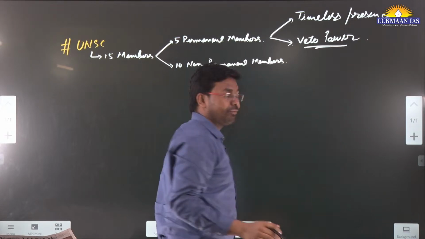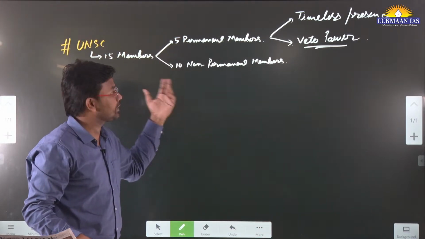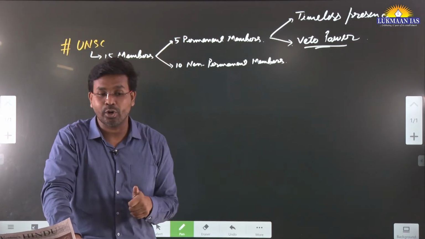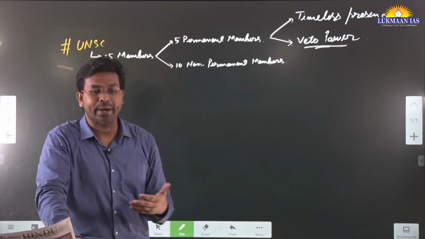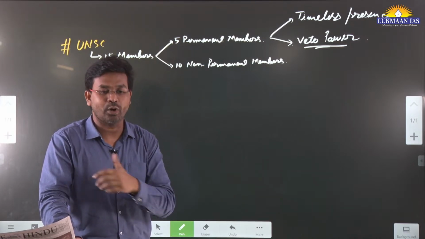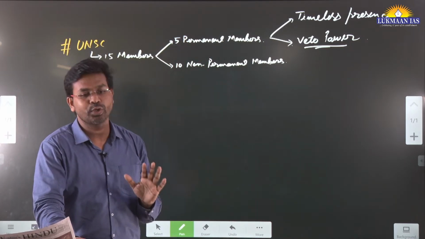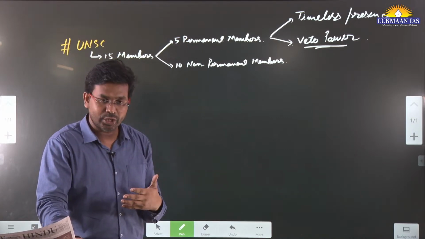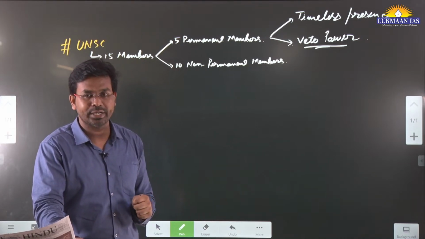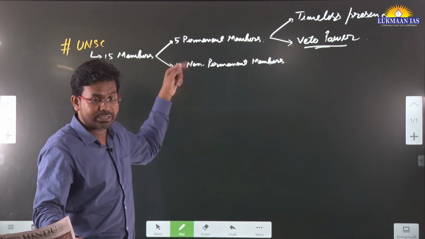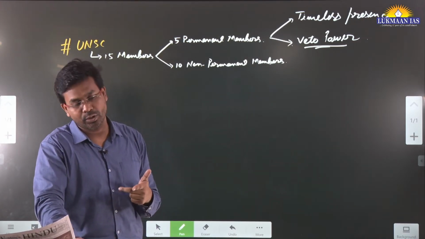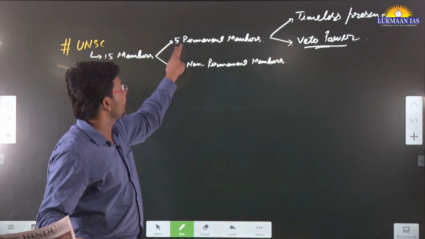Veto power means if any important resolution is being discussed in the United Nations Security Council, these 5 permanent members have the authority to stop it from being passed. Even if just one member is against it, that resolution will not be passed through the UNSC. This is a point of contention also, because it has been alleged that this veto power has been misused many times by China, by Russia, and by the USA also. So this is about permanent members.